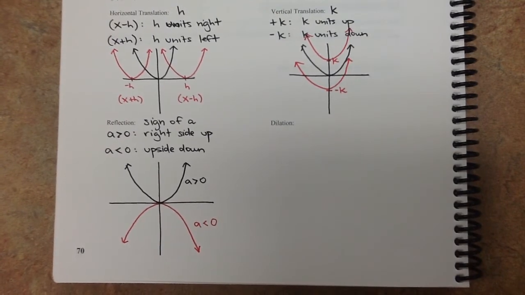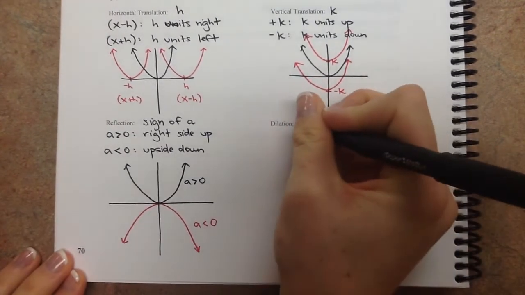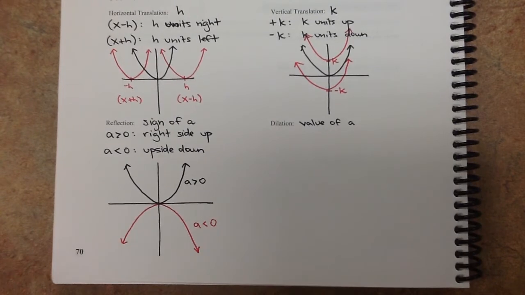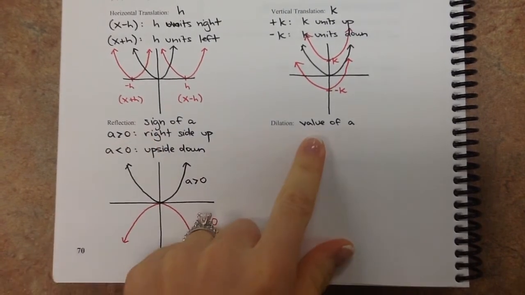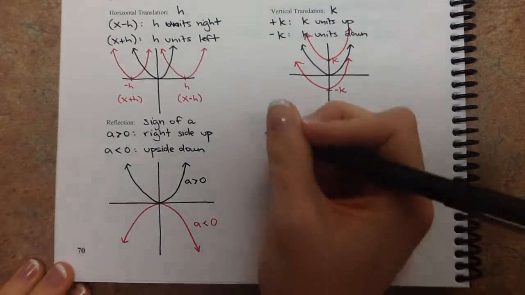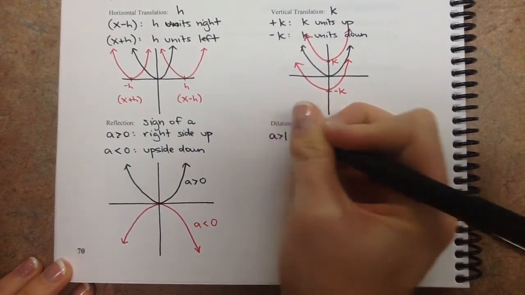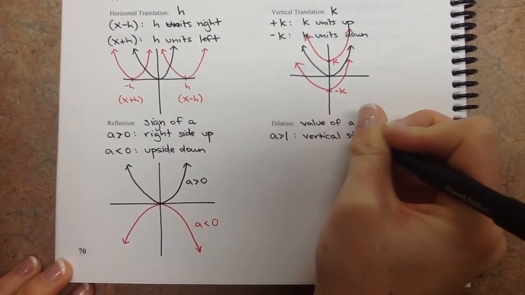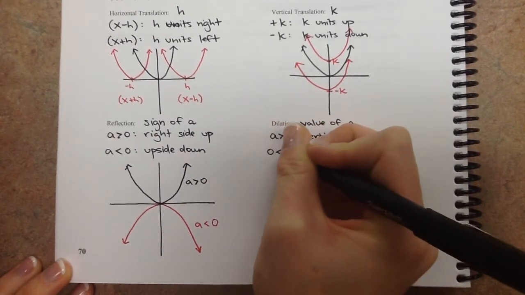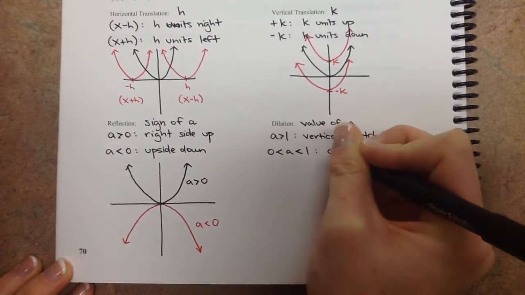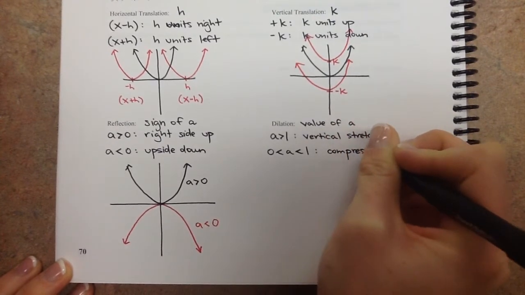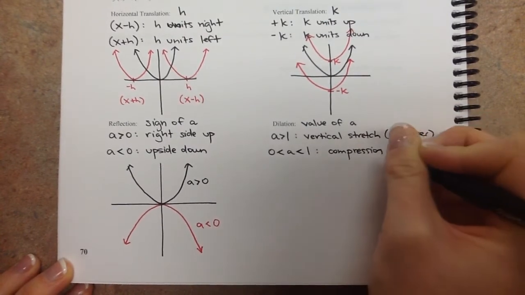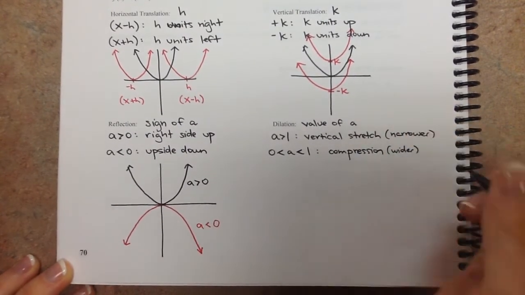All right, and then a dilation is either a stretch or a compression, and that has to do with the value of a. Okay, so like the number of a, not its sign. The sign gives you the reflection, the actual number itself gives you the dilation. So if a is something that's bigger than 1, you are going to have a vertical stretch. And if a is something between 0 and 1, you're going to have a vertical compression. So remember what happens here is your graph gets narrower, and what happens here is your graph gets wider.